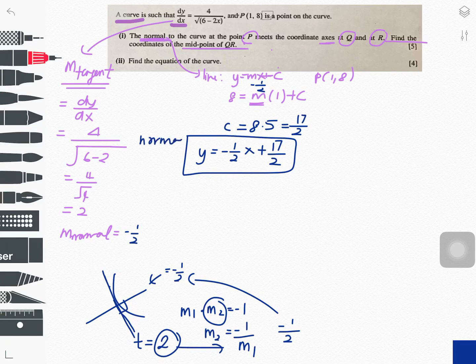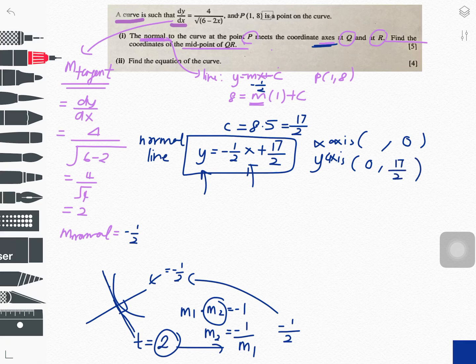And the normal line meets the axis. At axis, how many axes do you have? X-axis and then y-axis. At x-axis, what is 0? The y. At y-axis, what is 0? The x. Substitute into this and this. Put 0, see what you get. You get 17 over 2 here. And then you get 17.